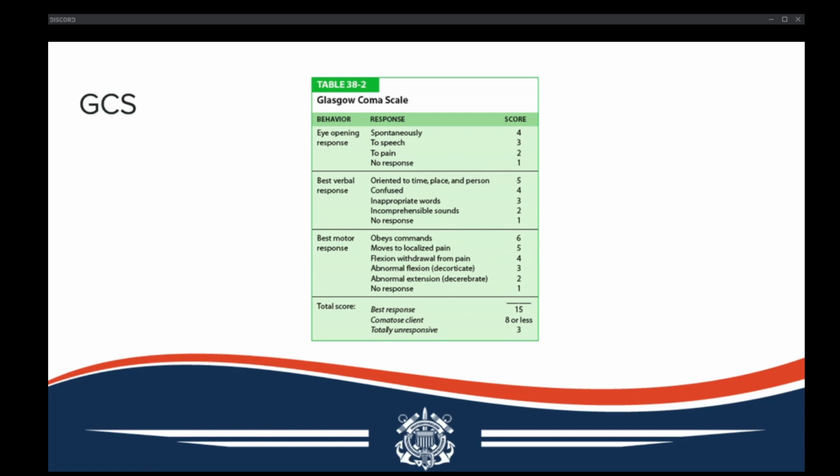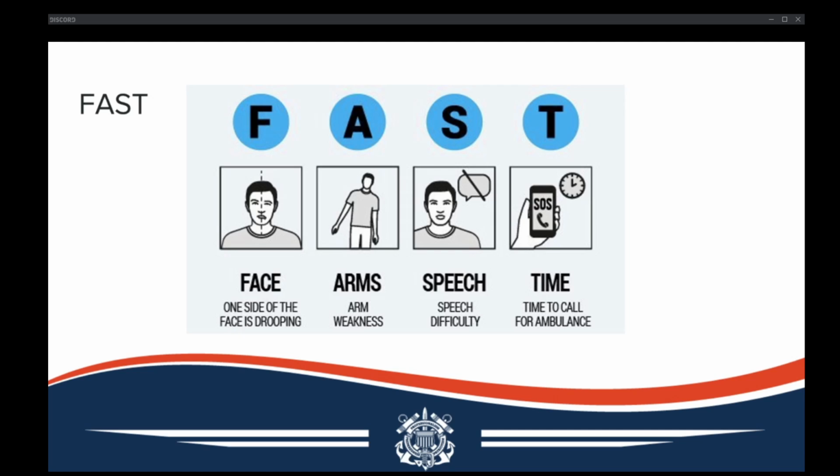Okay, cool. And then FAST for recognizing strokes. So you assess the face. Is the face drooping to one side? Arms. Do they have arm weakness?